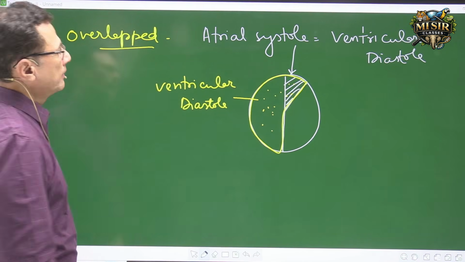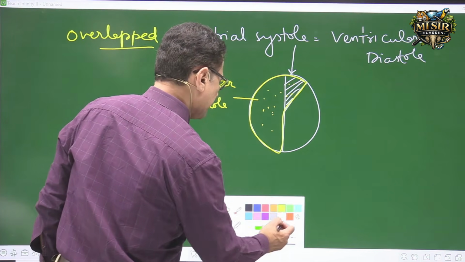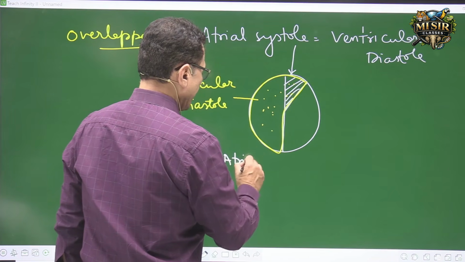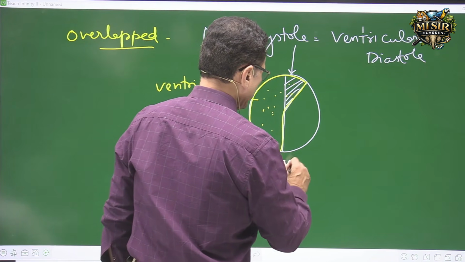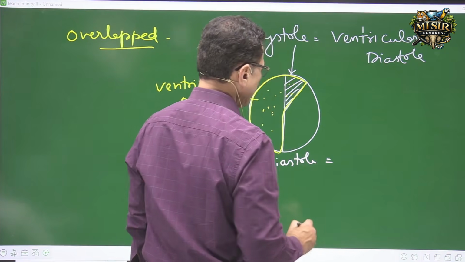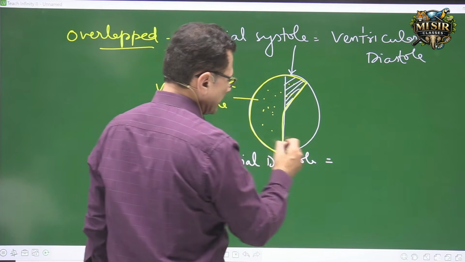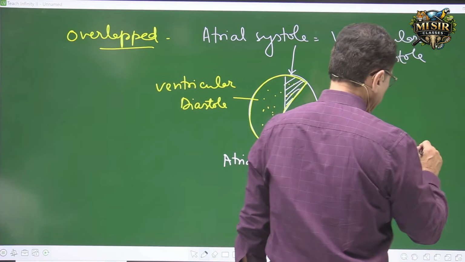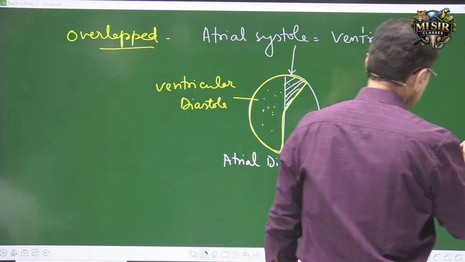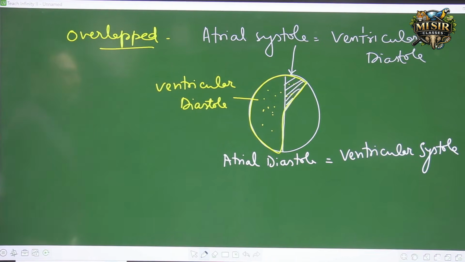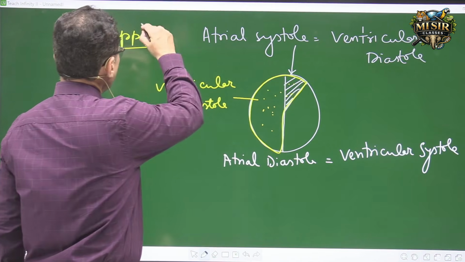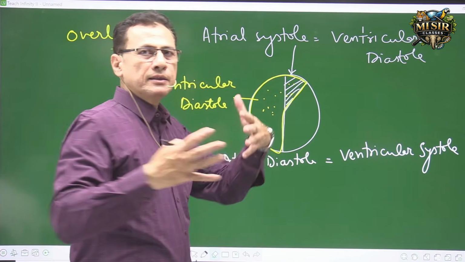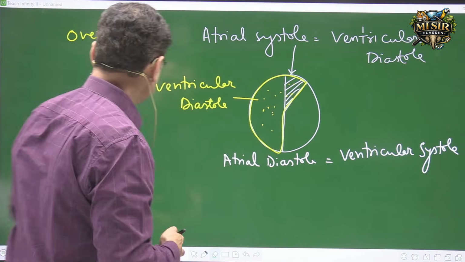Similarly, atrial diastole is overlapped by ventricular systole. You can read it. Atrial diastole is also overlapped by ventricular diastole. So these are certain phases which are overlapped in the cardiac cycle time.